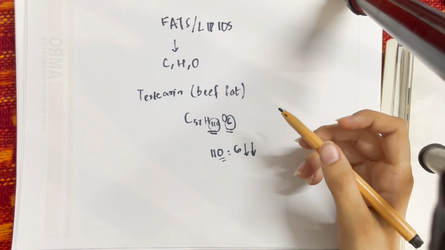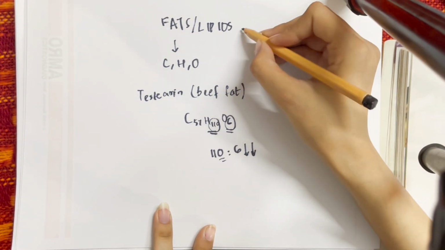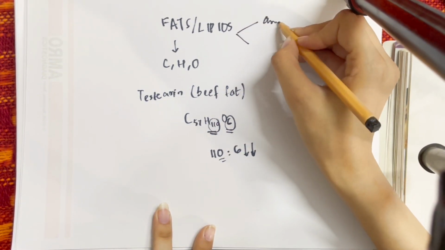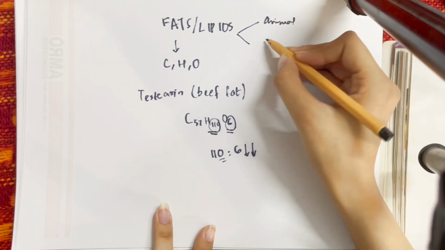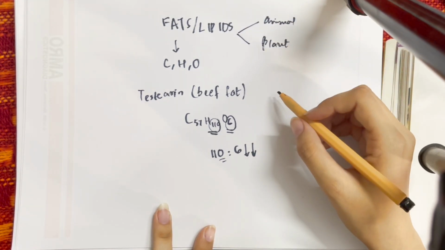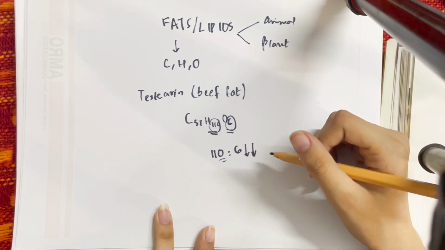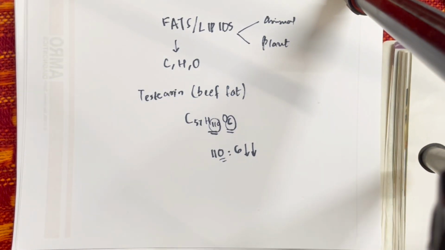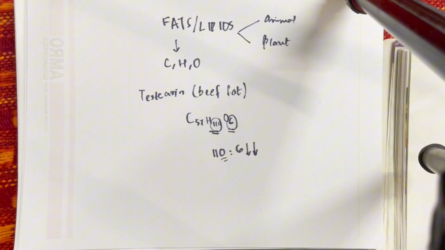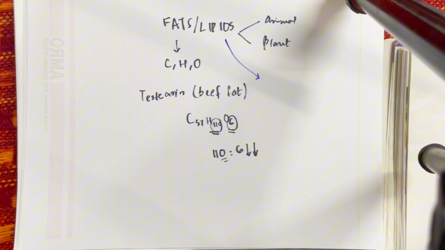However, fats can be animal or plant fats. So basically, there are two types of fat. They can be animal, and they can be plant fats. These are the two kinds of fats that are usually available. However, fats can be broken down into fatty acids and glycerol. What are the fatty acids and the glycerol? Let's discuss how they can be broken down.